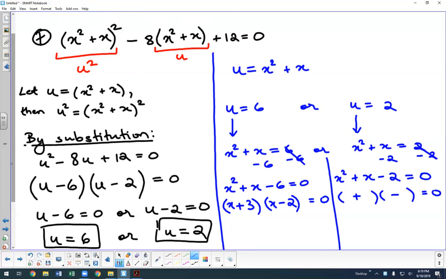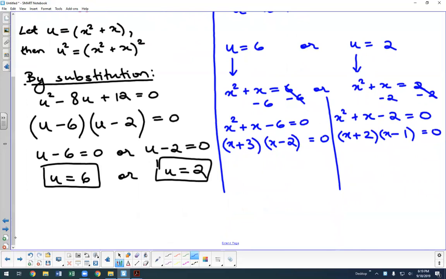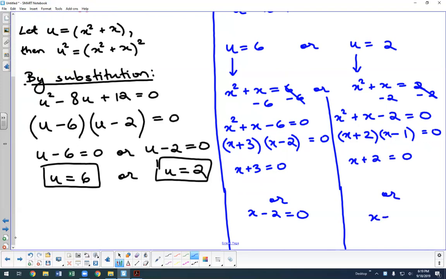And the other one, is it x plus 2 and x minus 1? Yeah. So x plus 2, x minus 1. Since again I need +1 for my middle term, that means my larger number has to be positive. So we're basically repeating what we did here. You will take each one of these factors, set them equal to 0. So I will have x plus 3 equals 0, or x minus 2 equals 0 on this side. And then, of course, x plus 2 equals 0, or x minus 1 equals 0.